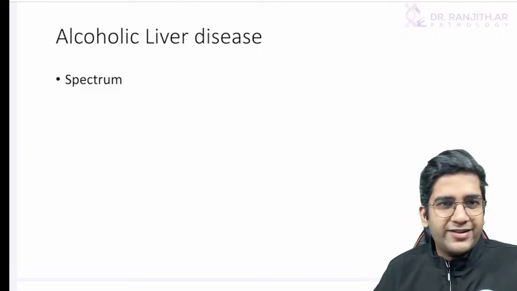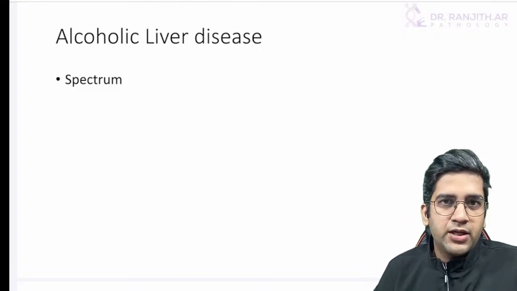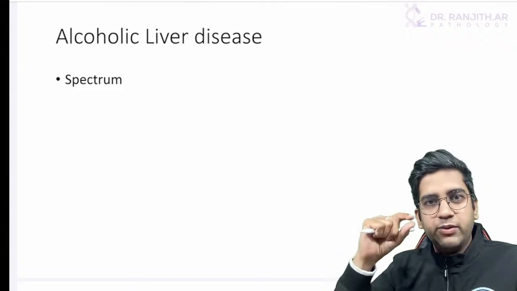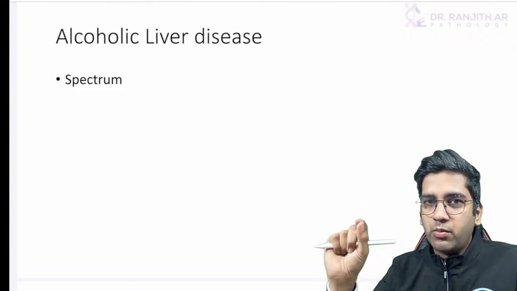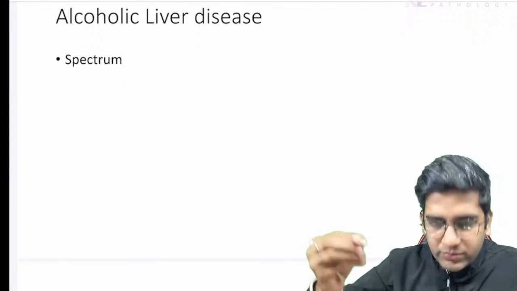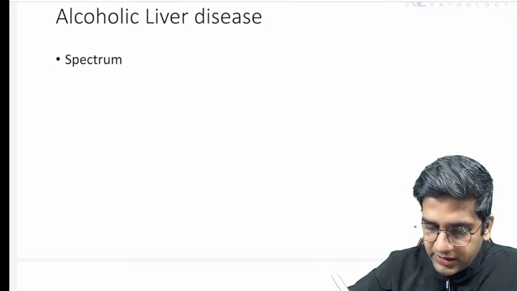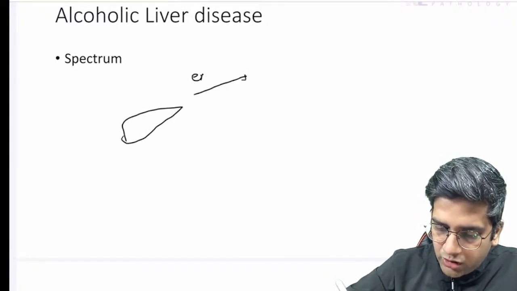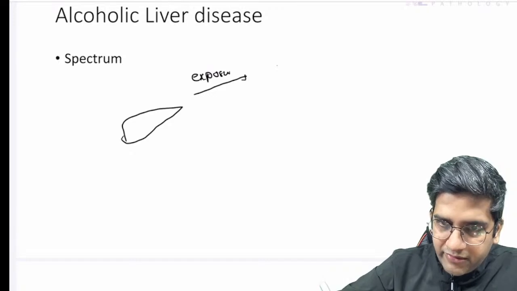Okay. So, the spectrum of alcoholic liver disease. First, for alcoholic liver disease, you'll have a history. In a long answer, I want you to write the data given. So the most probable diagnosis is alcoholic liver disease, right? Alcoholic liver disease has a spectrum. You must have seen this image in Robbins and most of the textbooks. It's a normal liver, and exposure to alcohol will result in fatty liver.